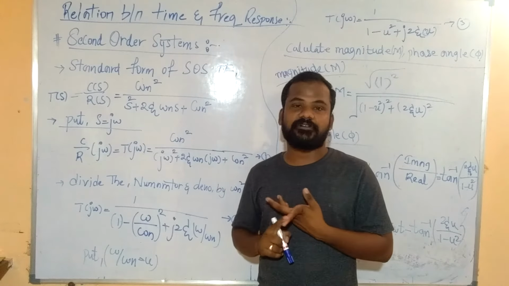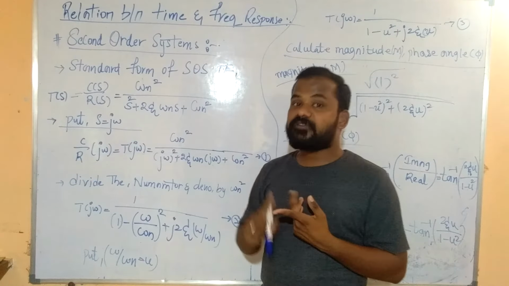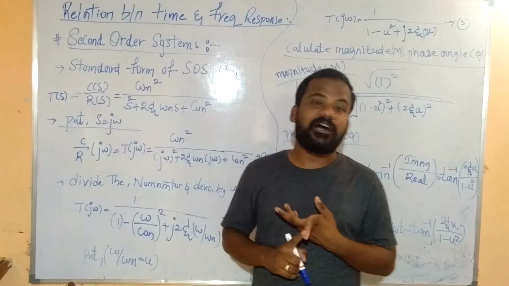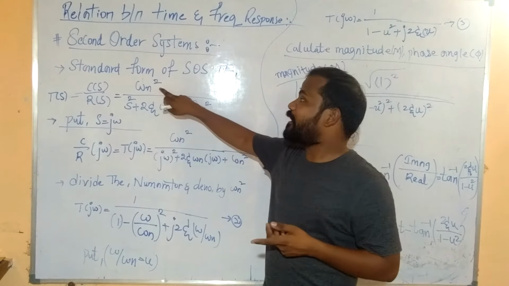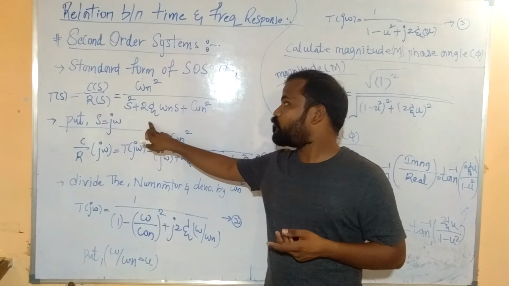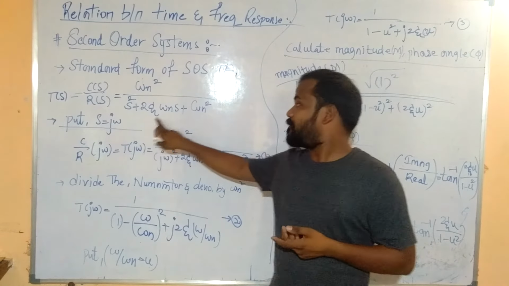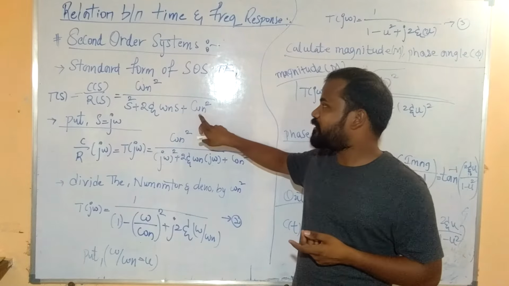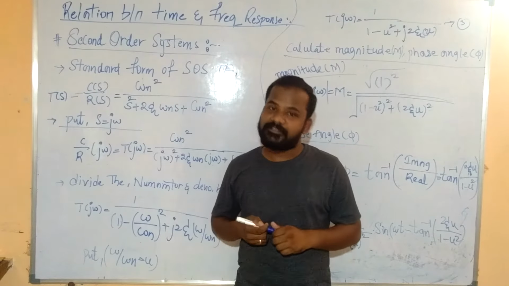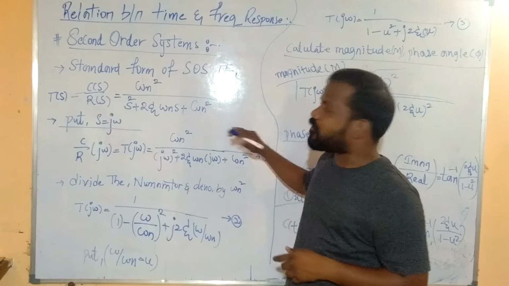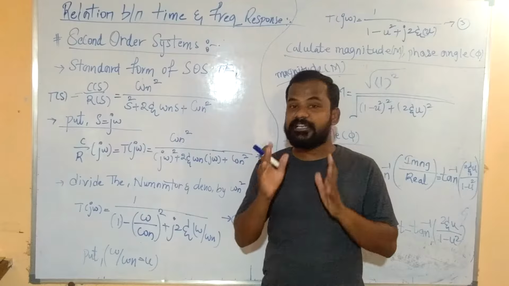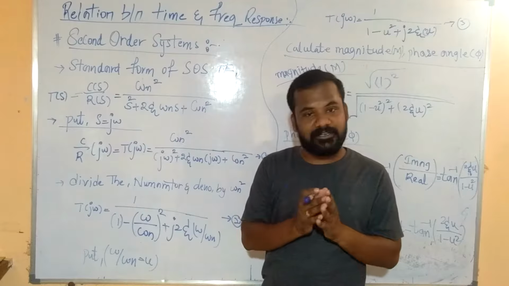But in case of a second order system, the transfer function is always T of s is equal to C of s by R of s, that is equal to omega n square divided by s square plus 2 zeta omega n s plus omega n square. So this is the standard transfer function of a second order system. Clear?